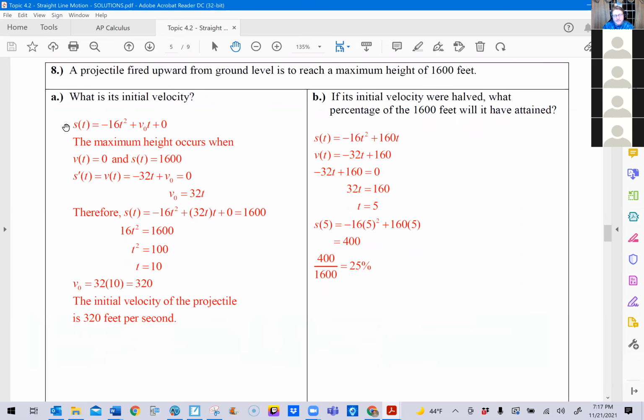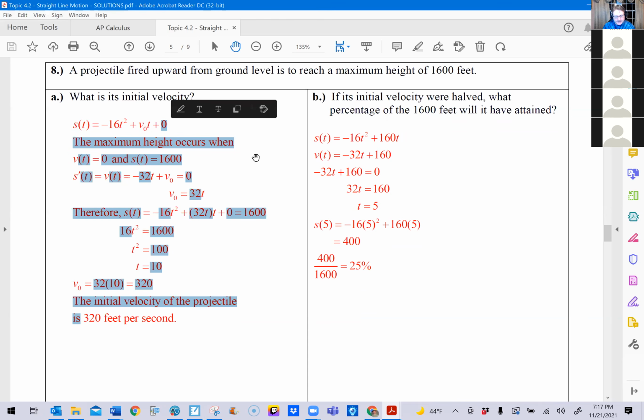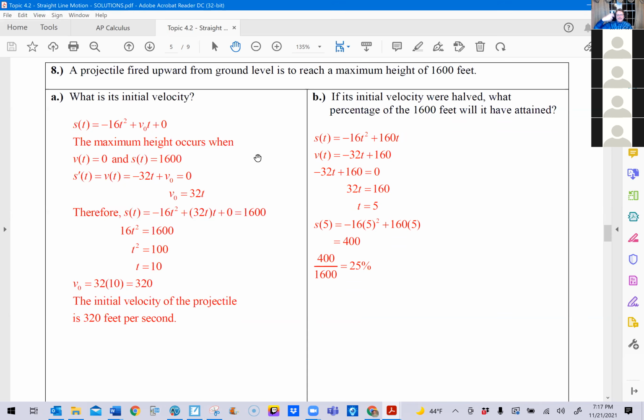The first step, maybe a difficult step, you would have to come up with the kinematic equation. This is the equation that's used to define height of an object affected by gravity using feet as the units. And so you just memorize the formula, -16t² plus v0t plus s0, the initial position.